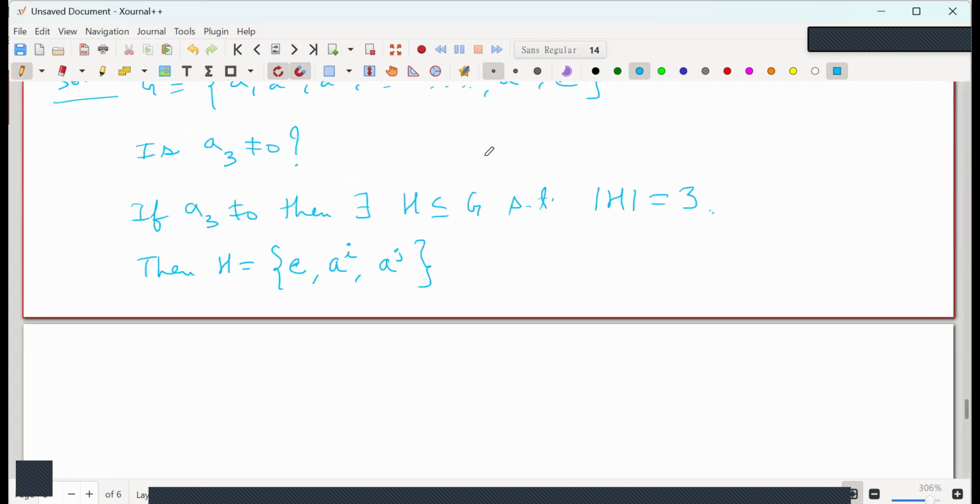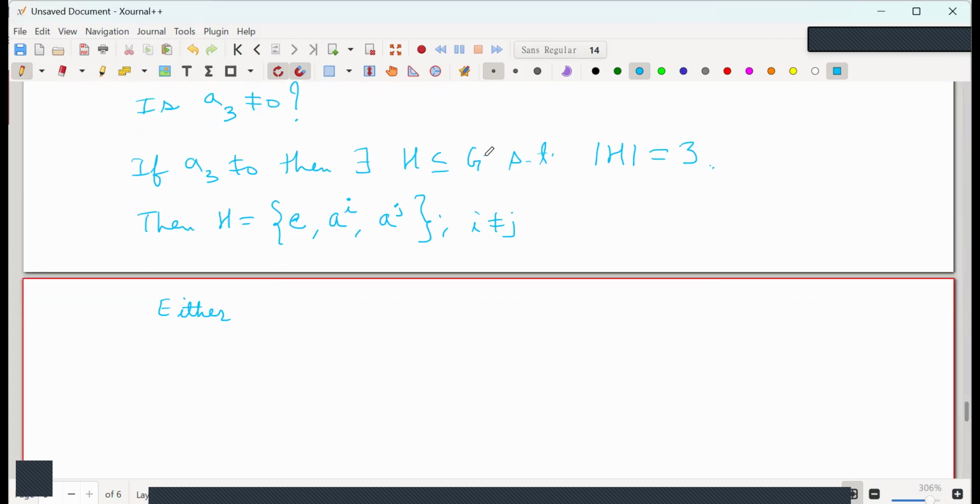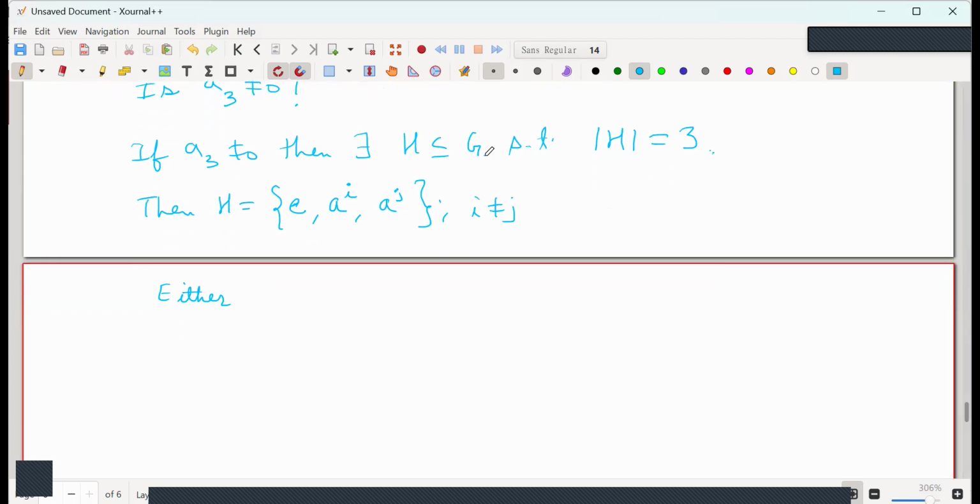So there are 2 possibilities, and of course we are assuming i not equal to j. Otherwise, there will be just 2 elements. Which implies a^i times a^j should be identity. It cannot be a^i, it cannot be a^j. If it is a^i, then a^j is identity. If it is a^j, then a^i is identity, right?